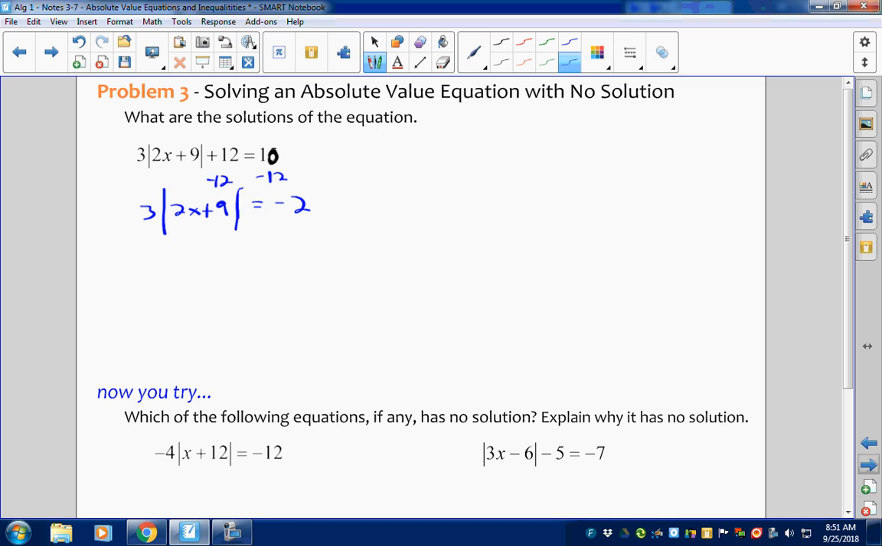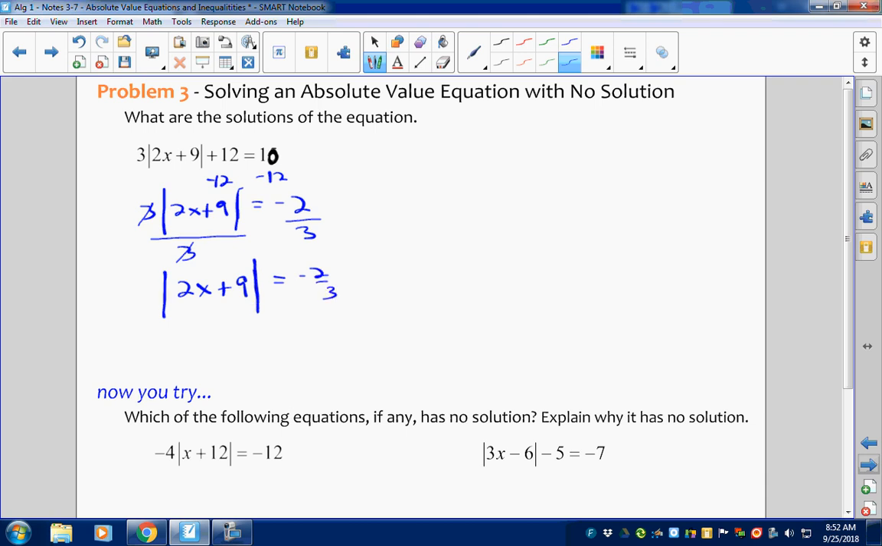One more step to isolate this. We need to divide each side by 3. And that will cancel out the 3 in front of the absolute value expression. So I have absolute value of 2x plus 9 equals negative 2/3.